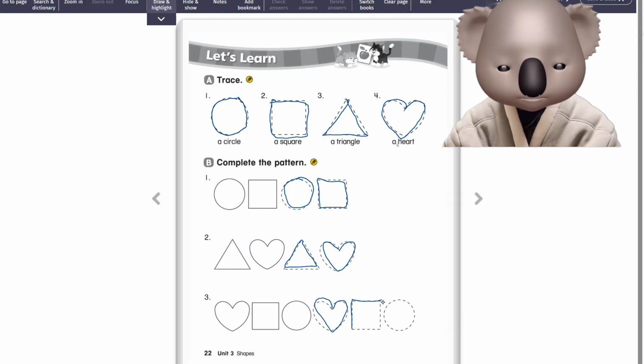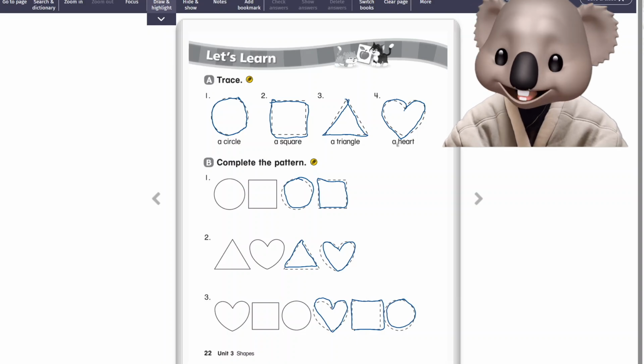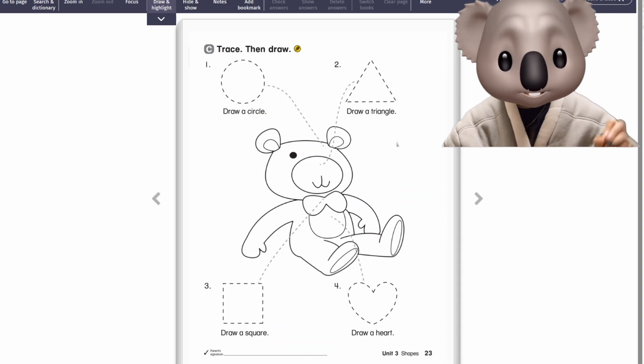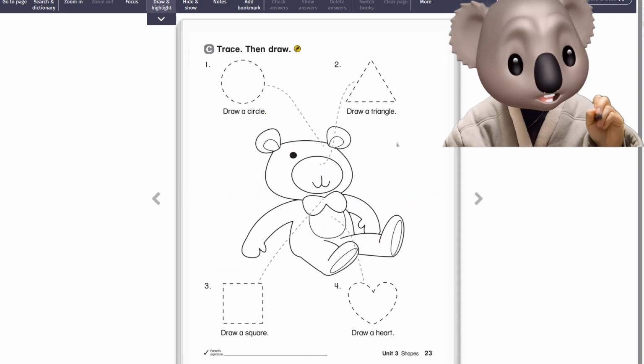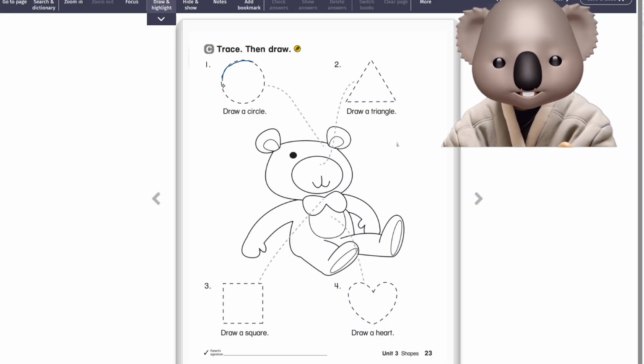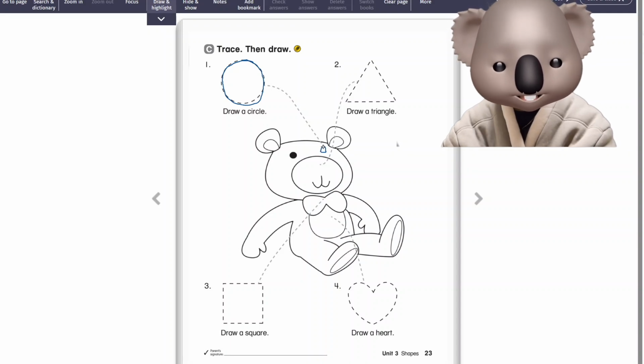Heart, square, circle. Great job! Let's go to the next page. On page 23, we're going to trace, then draw. In number 1, we need to trace the circle. Then we're going to draw a circle.